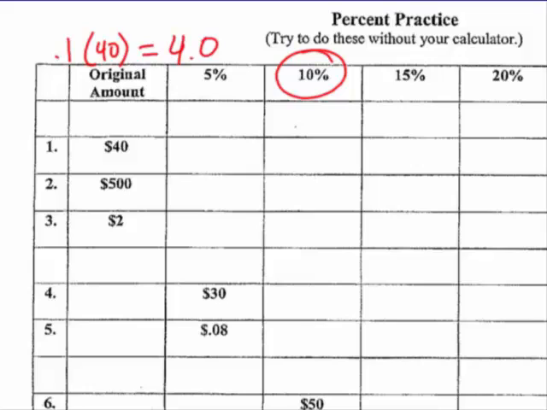4.0. Well, what if I did the same thing to 500 here? What if I did 0.1 times 500? What would I get? I would get 50.0. So what's happening when I'm taking 10% of my number?